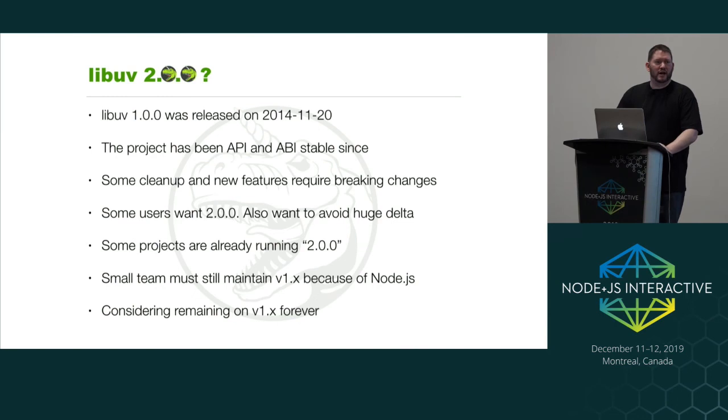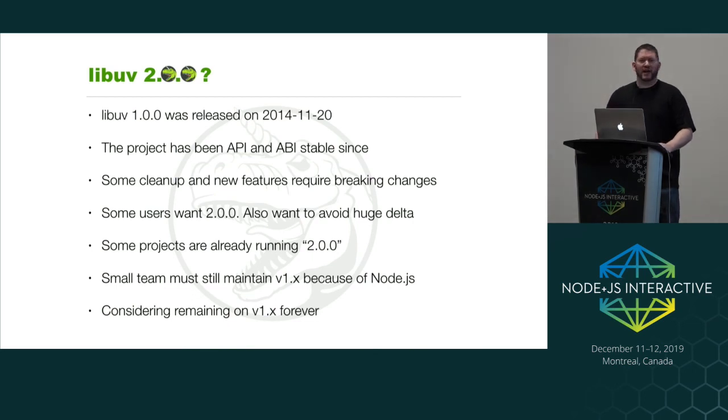Next, I want to talk a little bit about the possibility of a libuv 2.0. This has been an ongoing thing for a while. Libuv 1 was released in 2014, so it's now 5 years old? The project has been API and ABI stable since then, with basically a few oopses on our side. But in order to do some cleanup that we'd like to do and add some new features that are breaking changes, we would have to bump up to 2.0. The problem with that is, at this point, that would be a rather large delta.